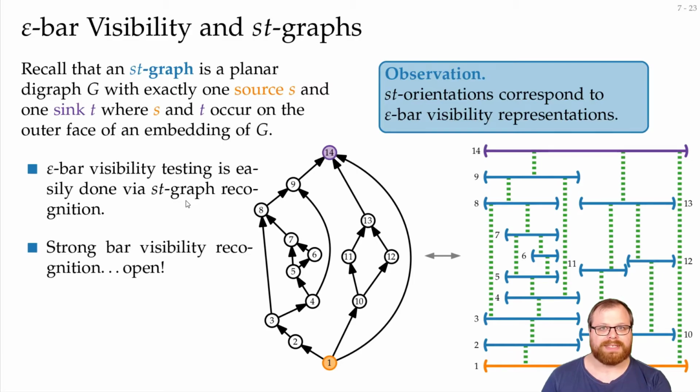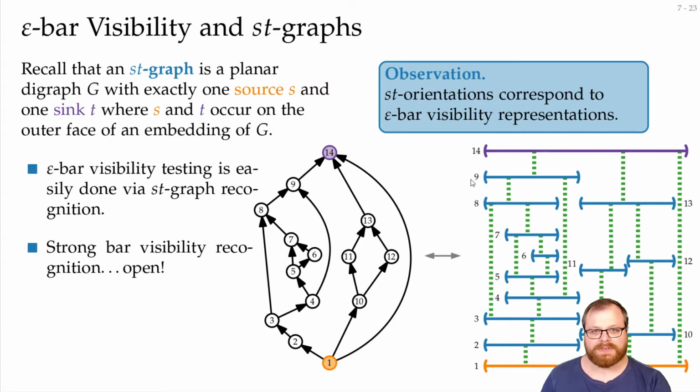For strong bar visibility recognition, on the other hand, it's still open. We don't know if we can do it for planar digraphs. So following from this, to draw a directed graph, we first make an ST graph out of it, draw that, and then remove the supersource and the supersink.